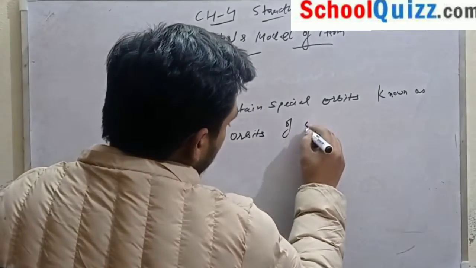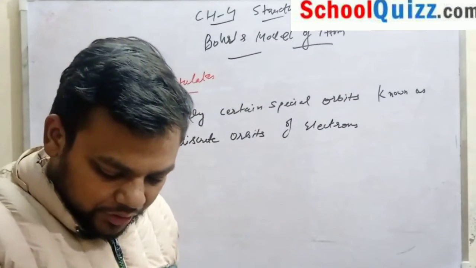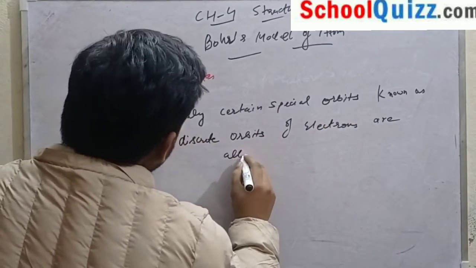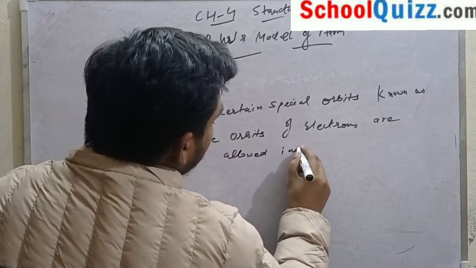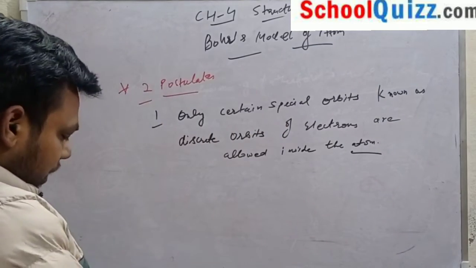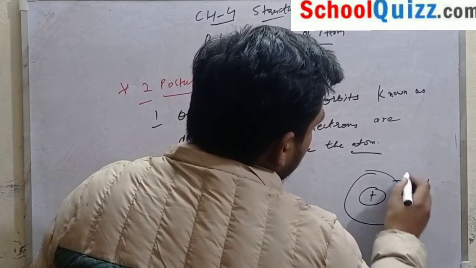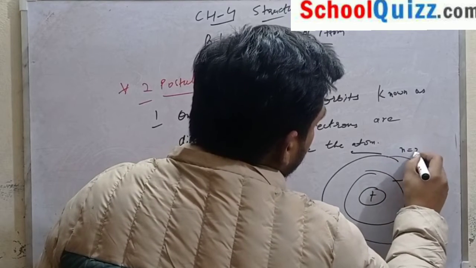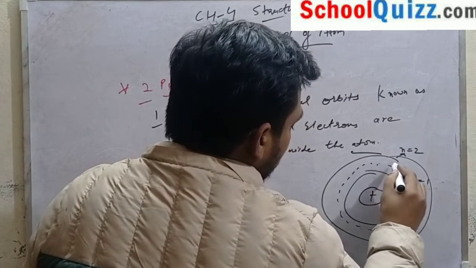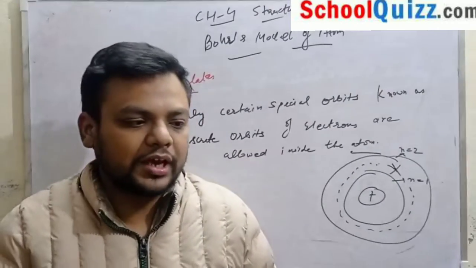Discrete orbits of electrons are allowed inside the atom. For example, if this is our nucleus, so it is like n equal to 1 and n equal to 2. Electron can't revolve here, because there are certain special discrete orbits where electrons can revolve.